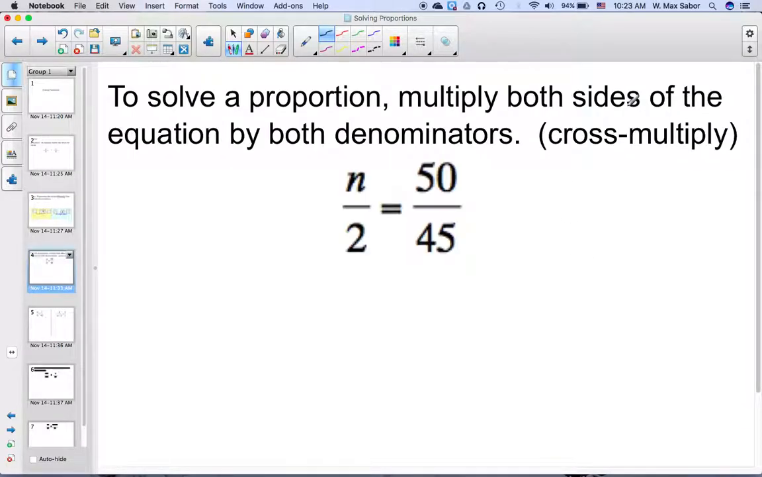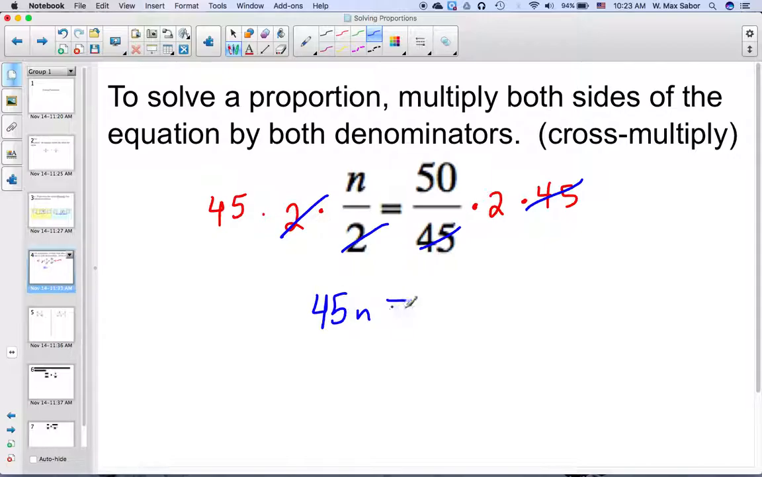So to solve a proportion, multiply both sides of the equation by both denominators. So one of the denominators is 2, and the other denominator is 45. One denominator is 2, one denominator is 45. And then what happens is we cancel those out, and we're going to get 45n equals 2 times 50, which is 100.